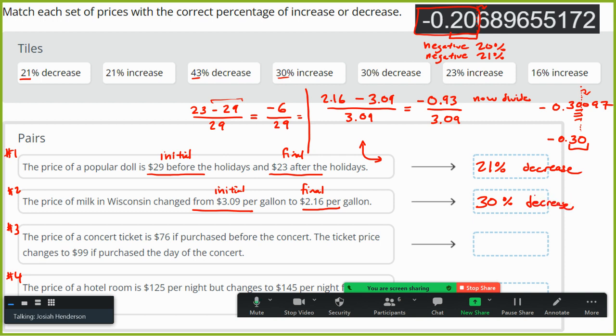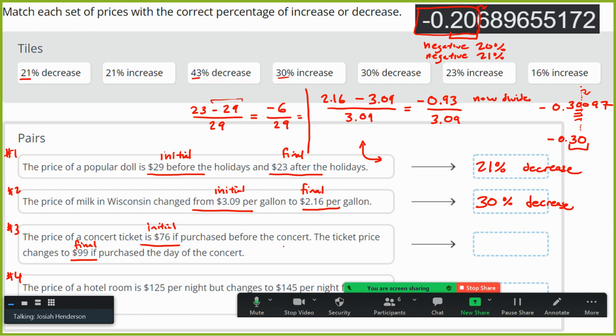Let's see if we get a positive one next for an increase instead of decrease. Concert tickets. Number 3, the price of a concert ticket is $76 if purchased before the concert. The price changes to $99 if purchased the day of the concert. So our initial is 76, and after or final is 99. And you can tell that this is a growth, so it'll be positive this time, and it'll be an increase this time because it's going from 76 up to 99.